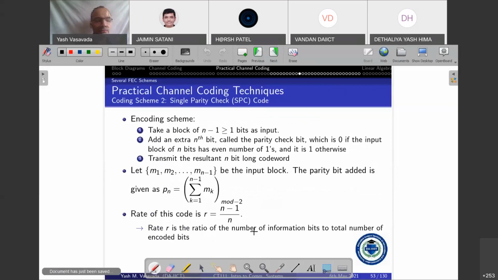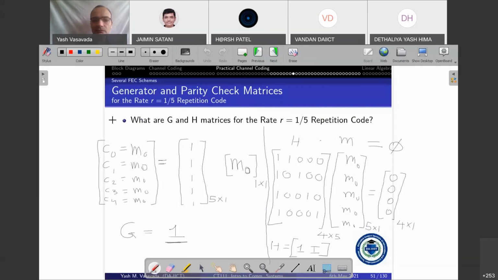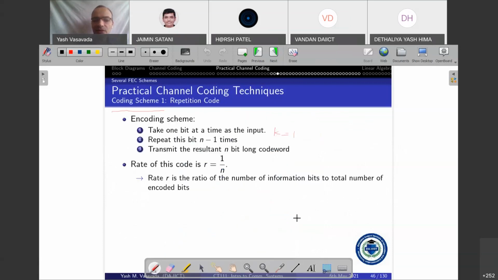Hello, sir. Sir, I have a doubt: why does the result of the multiplication of H and C come out to be U cross 1? Because H is 4 cross 5, this is 5 cross 1, so obviously this is 4 cross 1. No, my question is why we have to choose U? Okay, that I will answer just in a moment. Just bear with me. Or maybe let me give you a preview of the answer. What is U? U is the number of redundant bits that the encoder is introducing.